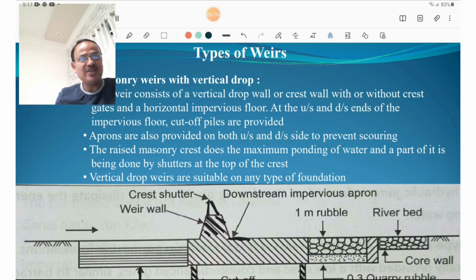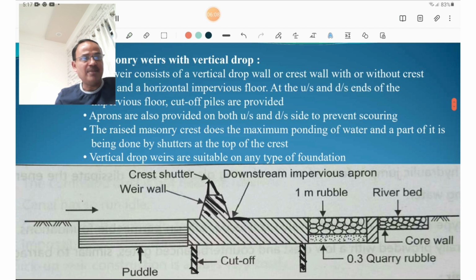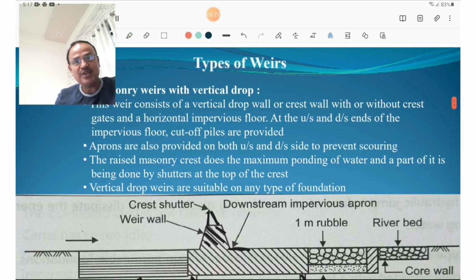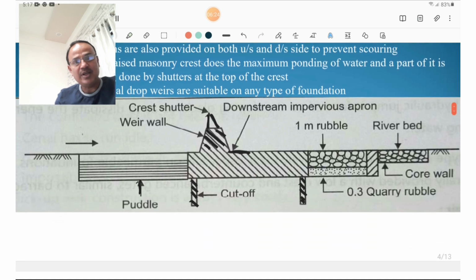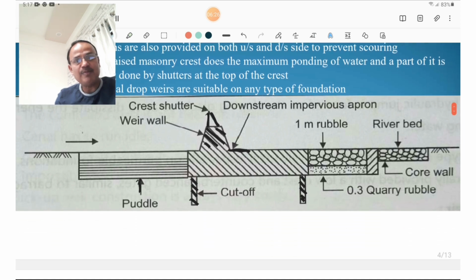The raised masonry crest does the maximum ponding of the water, and a part of it is done by the shutter at the top of the crest. Means the shutter is provided here to carry the excess water from the upstream side to the downstream side, and such a weir is called a masonry weir with vertical drop. So you must remember this figure.